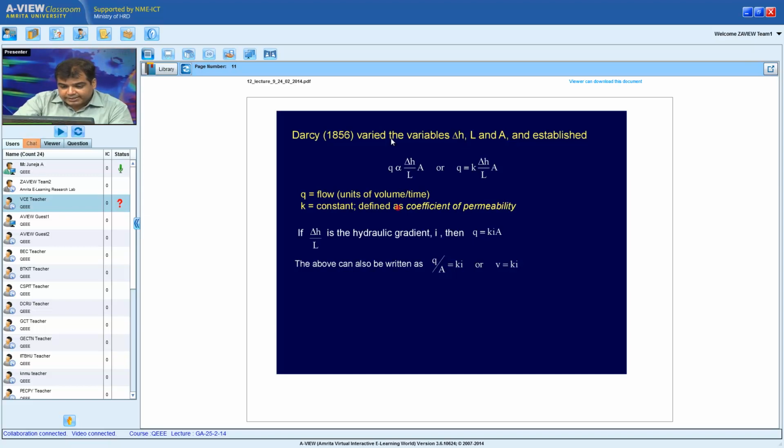If I move to the next slide, if you look at this carefully, delta H by L is in fact the head loss over the length of the sample. This delta H by L is your hydraulic gradient. You've probably done this in fluid mechanics. Delta H by L is the hydraulic gradient, normally represented by i. So if this is replaced by i over here, I get Q equals KiA. It's easy to remember: Q equals KiA.